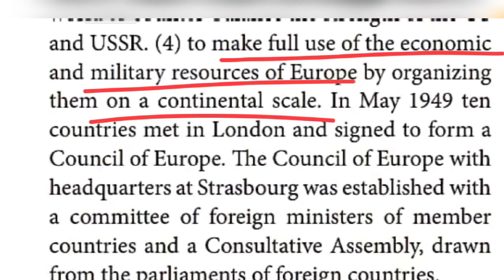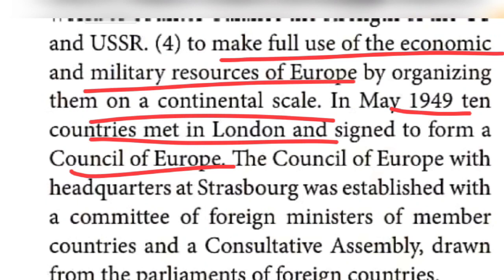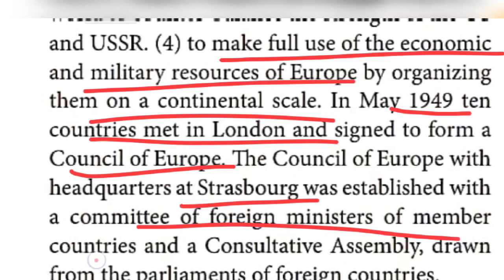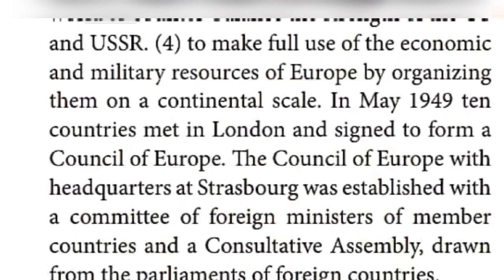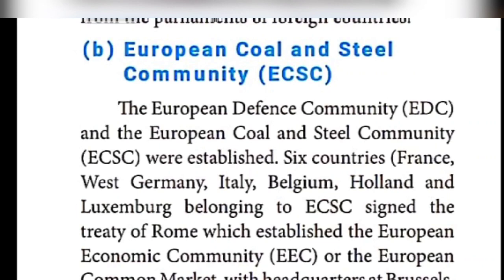In May 1949, ten countries met in London and signed to form a Council of Europe. Its headquarters is in Strasbourg. It was established with a committee of foreign ministers of member countries and a consultative assembly drawn from the parliaments of the member countries. What for? In order to integrate, to unite the countries of Western Europe against the United States of America as well as Soviet Russia. So that's the thing.